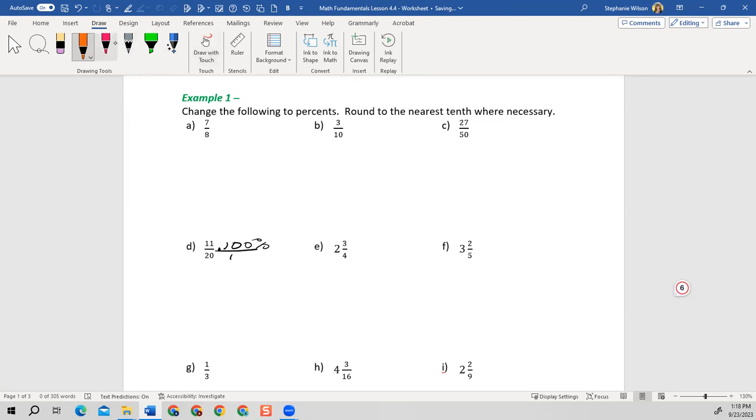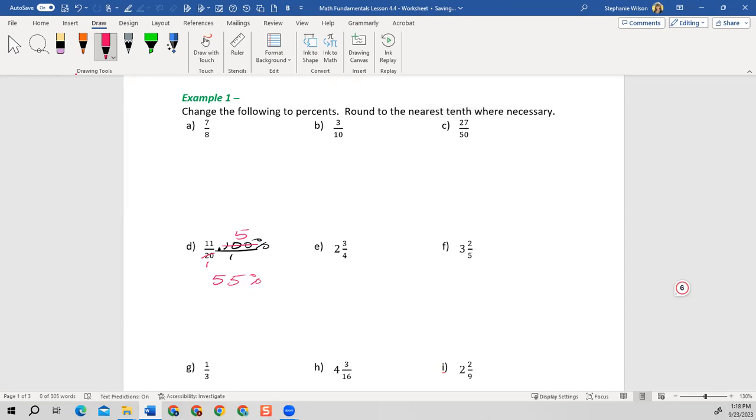So first things first, I got 11 times 100%, all divided by 20 times 1. I know that 20 will go into itself one time, and it'll go into 100 5 times. Now I got 11 times 5 is 55% over 1, so we just got 55%.